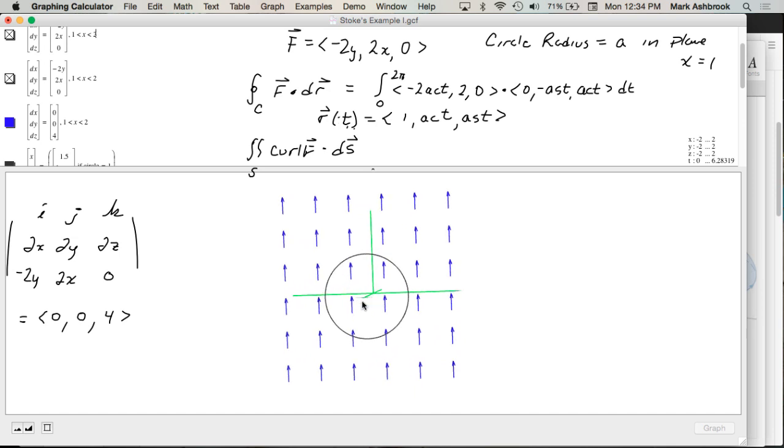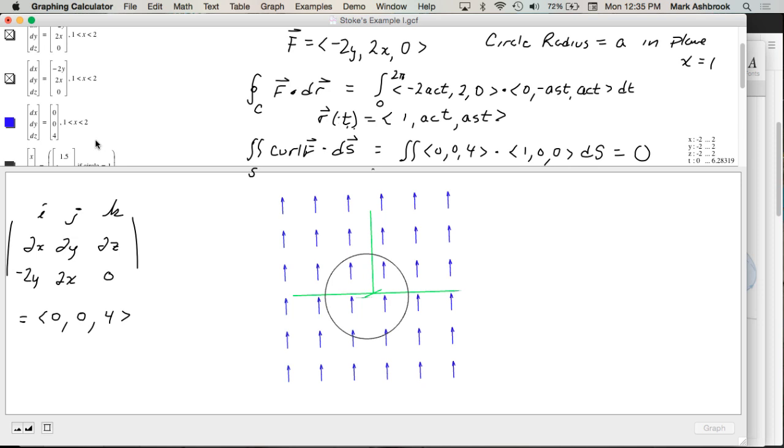And we could do the math. This is a case where we could use the dot n, right? Dot n dS. So the curl is 0, 0, 4. And what is n for that disk in the plane x equals 1? 1, 0, 0. So we see that it is 0.